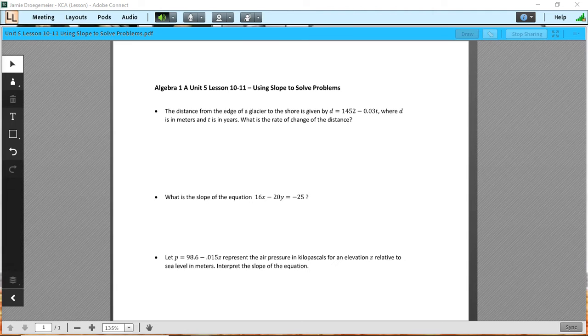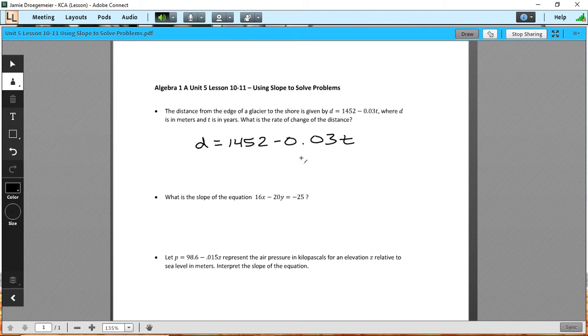This first question tells us that the distance from the edge of a glacier to the shore is given by the equation d equals 1452 minus 0.03t. D is our distance in meters. T is our time in years. What is the rate of change of the distance? So we want to know how that distance is changing in comparison to the time.